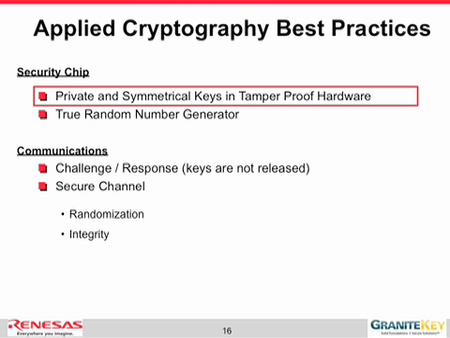In terms of the communication, as we indicated before, challenge and response, keys are never released, secrets are never released, and when you do open up a secure channel, when you do use symmetrical encryption to send data using a symmetrical key, you randomize the data and you make sure the data hasn't been changed. And these are some general guidelines that you need to think about when you're creating a secure system.